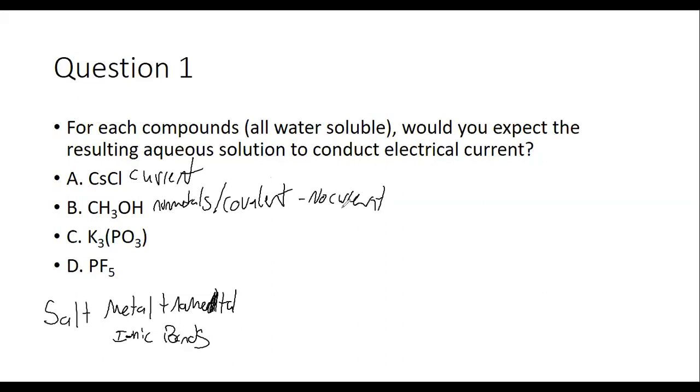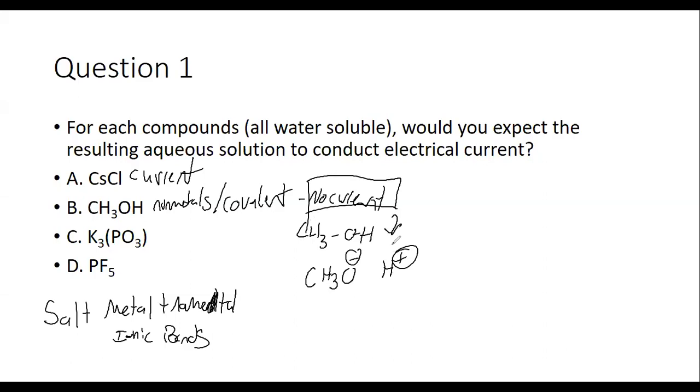Full disclosure though, CH3OH is a slight acid, so a very small percentage of the time, you'd make CH3O negative charge and hydrogen plus charge. So in reality, methanol has very little current, very, very little. But we're just going to say either it has a lot of current or no current. So this is no current. I'm really looking here at ionic bond or covalent bond. So we're going to stick to no current.